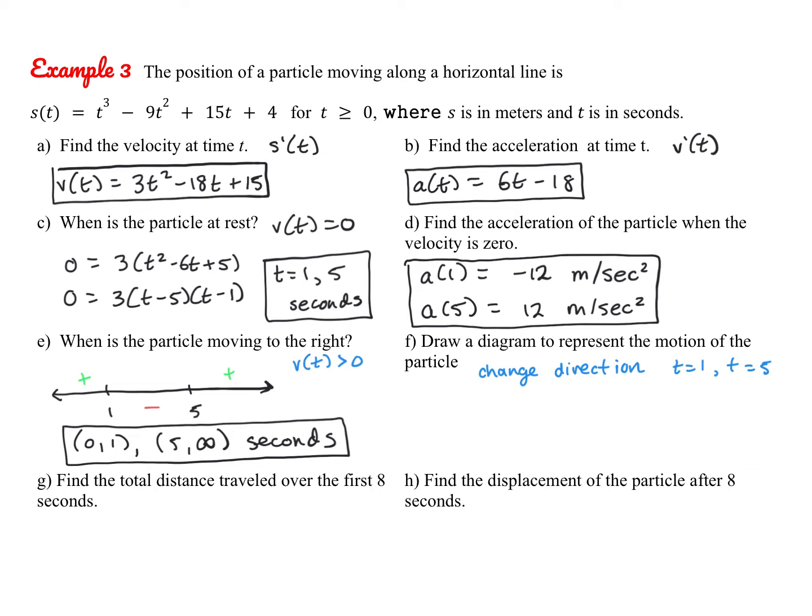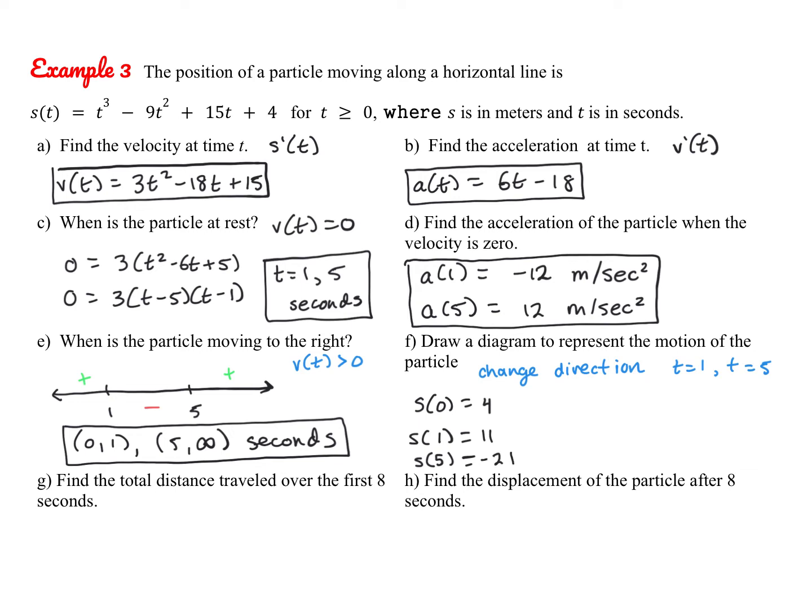We want to know the starting position, so that'd be s of 0. So you could plug that value into our original function and we get 4. And then we want to know s of 1 because that's when our function is changing directions. So again, you would plug that into our position function and we get 11. And then we also want to know the position of our particle when it changes direction the last time at 5 seconds. So s of 5. And if you plug that into our position function, we get negative 21.